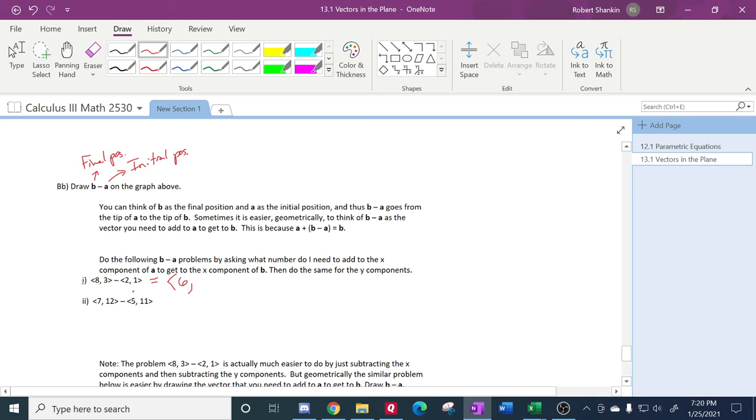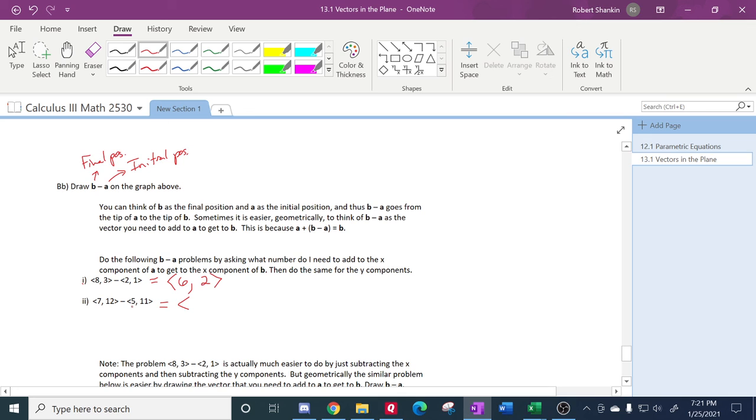What I have to do is add the difference of 8 and 2 to 2 in order to get 8. That's right. Isn't that the algebraic way of thinking about this? Yeah, this could be a simple algebra. What do I have to add to 1 to get to 3? It would be this. So it's just a different way of looking at it.